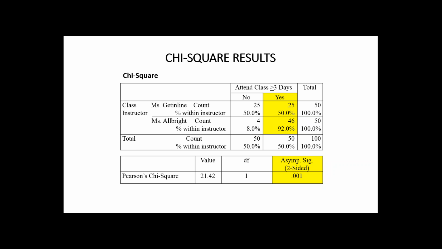We also see that the percentage of residents that attend class 3 days or more for Ms. Gettenlein's classes is 50%. However, 92% of the people assigned to Ms. Albright's class come to class 3 days a week or more. So that's a big predictor. So almost everybody assigned to her class shows up.